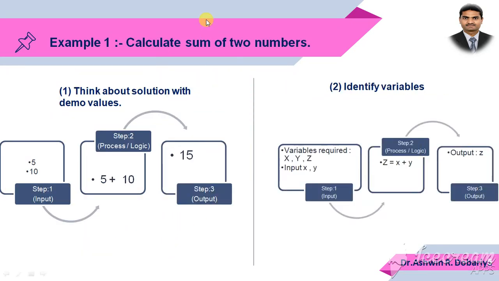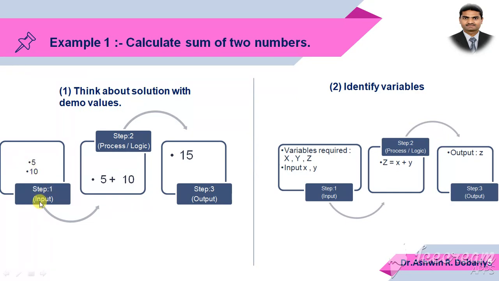Let's see another example: calculating the sum of two numbers, and how we can think about the logic. Generally, if we want to calculate the sum of two numbers, then we require two numbers, for example 5 and 10. How are we solving this problem in real life? We require two numbers, right, if we want to calculate the sum. So suppose the numbers are 5 and 10.